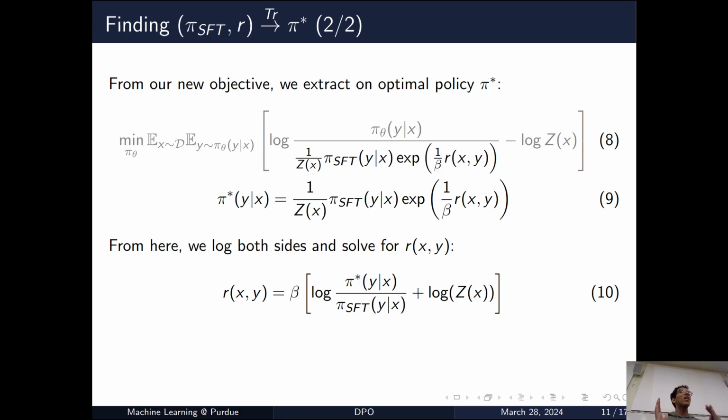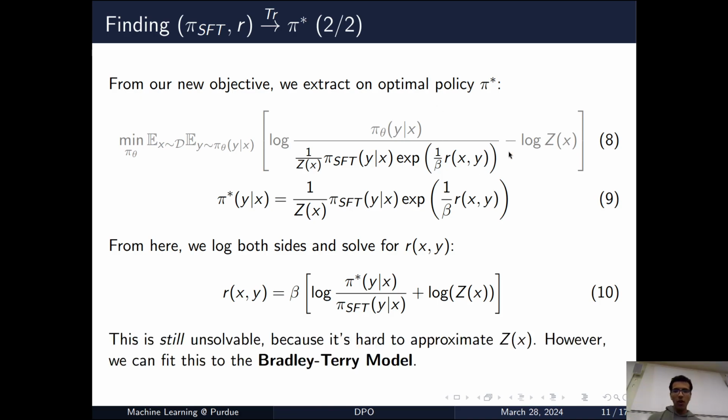So if we were to try and represent loss of the reward as a single equation, we cannot do that because it's non-continuous. This can be represented in closed form. So we log both sides and then solve for r(x, y), which is our reward function, correct? So we get this reward function equal to beta times the log of the ideal distribution divided by the supervised fine-tuned distribution, plus the log of the partition function.